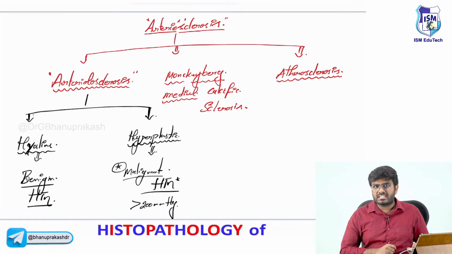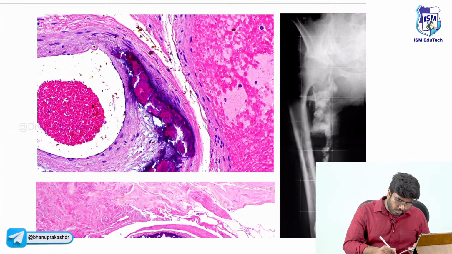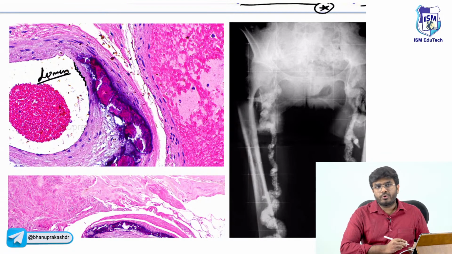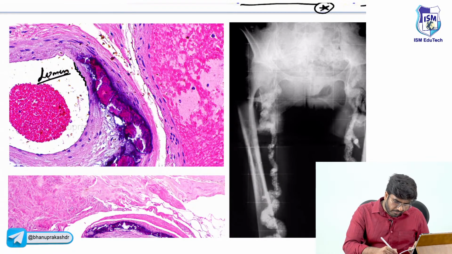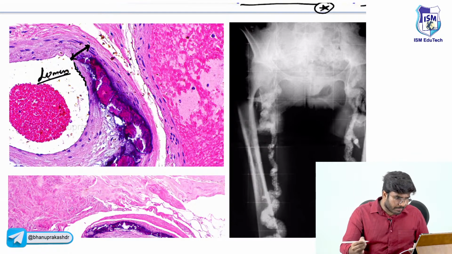Monckeberg's medial calcific sclerosis. Look here. So this is the blood vessel. You know it. This is the lumen. Now, this layer will be the tunica intima, the innermost layer. What is this layer, sir? The tunica media. So this layer, let me highlight, is the tunica media.